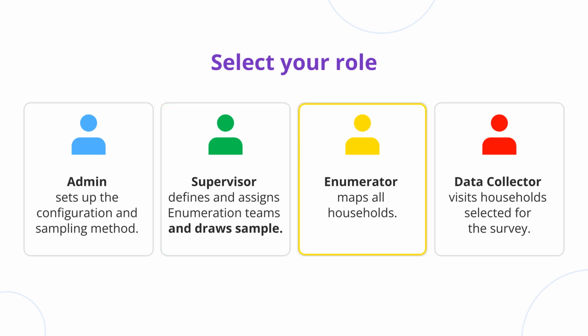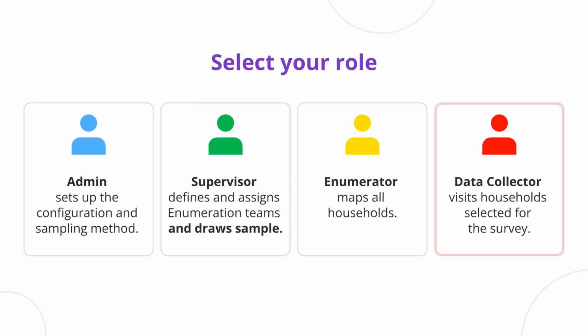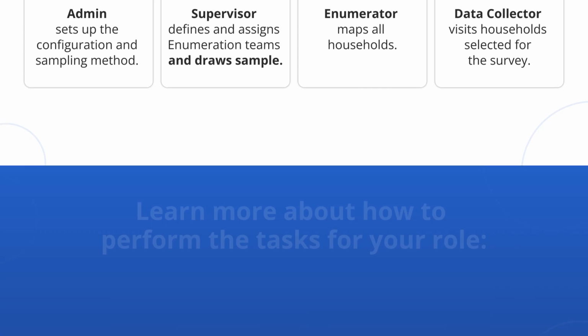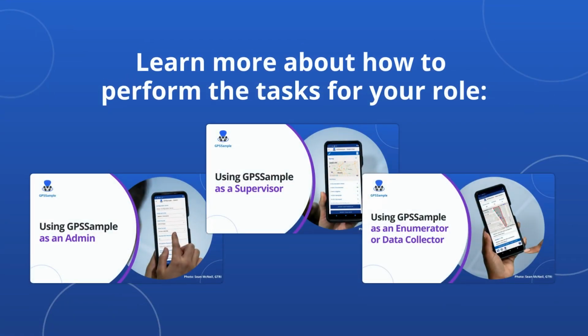The enumerators go to the field to map all households in the predefined enumeration area. Then the supervisor collects all the houses and draws a sample of households for the data collectors. Using the maps and lists prepared by the enumerators, data collectors visit the households selected for the survey. You'll learn more about how to perform the tasks for your role in the other videos in this series.